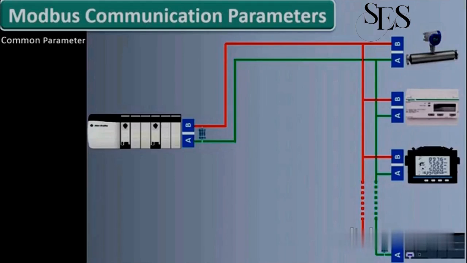Termination resistance is used at the two extremes in order to prevent the signal reflection from an open circuit.